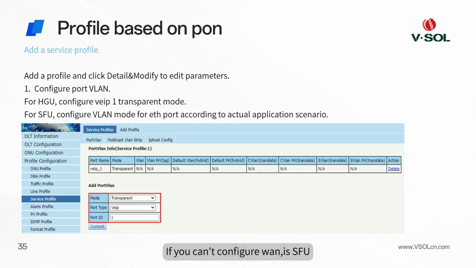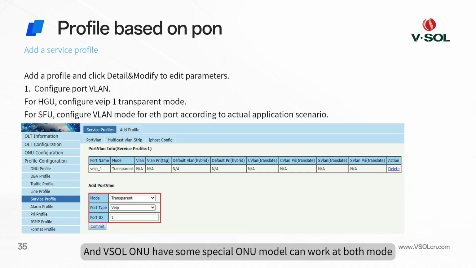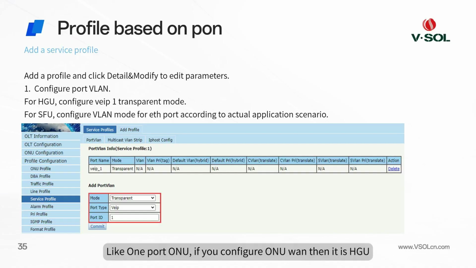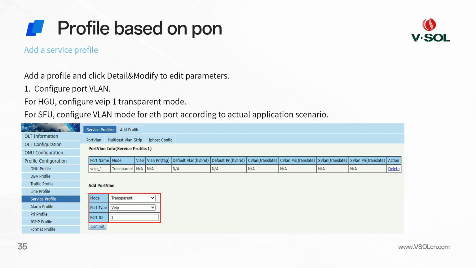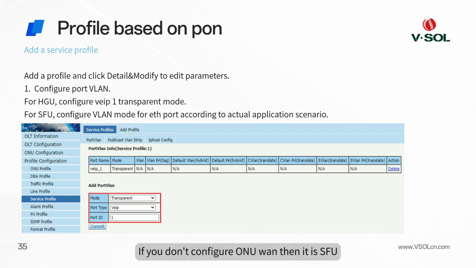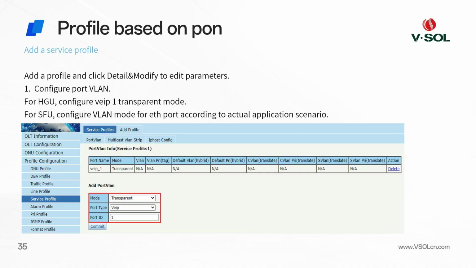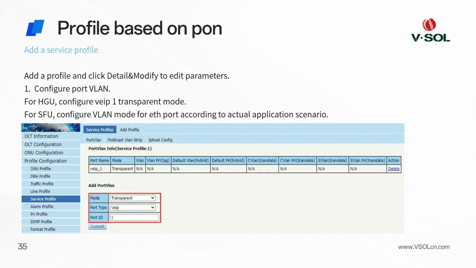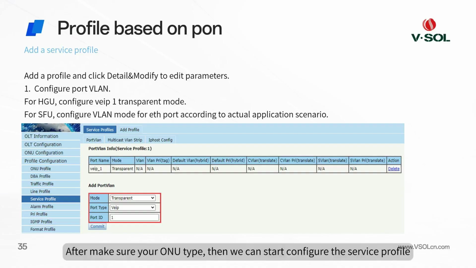And VSOL has some special ONU models that can work in both modes. Like a one-port ONU: if you configure ONU 1, then it is HGU. If you don't configure ONU 1, then it is SFU. And most of the MTK chip ONUs can work in HGU or SFU mode. You can select which mode it works in. After making sure of your ONU type, we can start configuring the service profile.